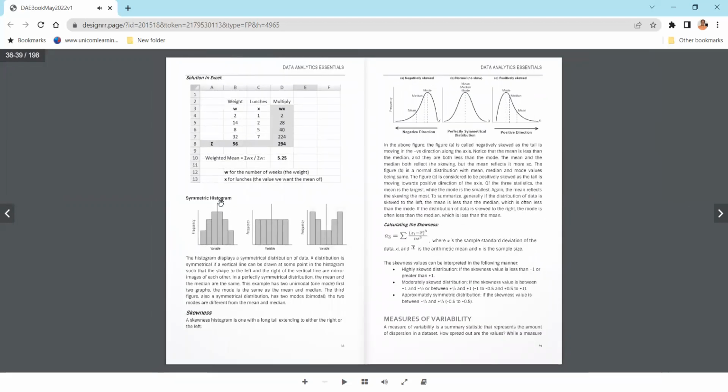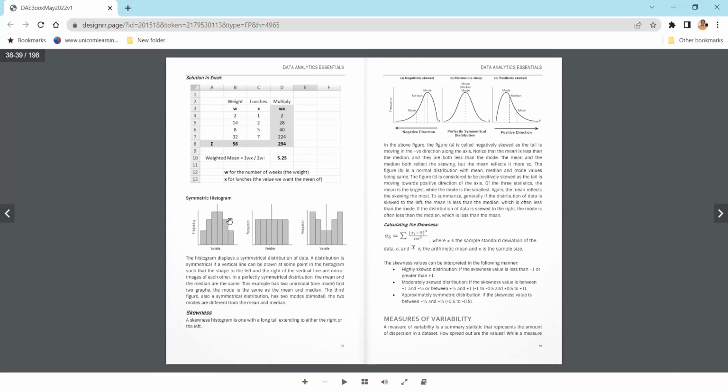This is a symmetric diagram. Symmetric means the data is a mirror image. That means if you put a mirror at the center, the mean, you get the exact same copy on the right side. So the right side is a copy of the left side. Your symmetric histogram could be like the first one, where you have very less. This is what we discussed the day before yesterday when we met.